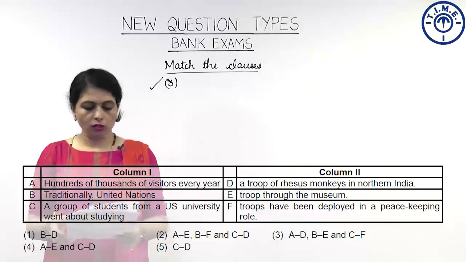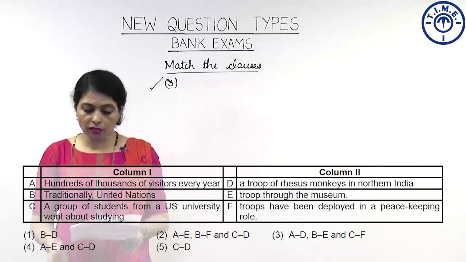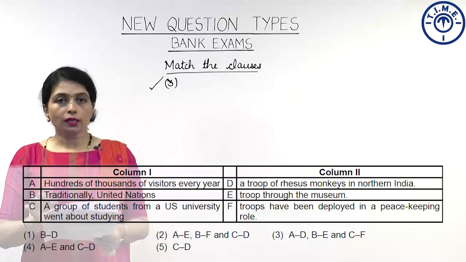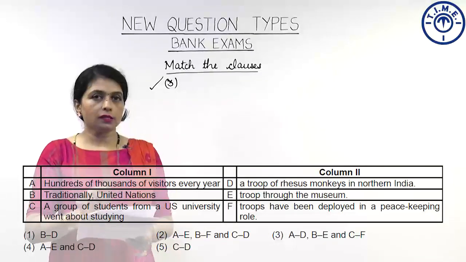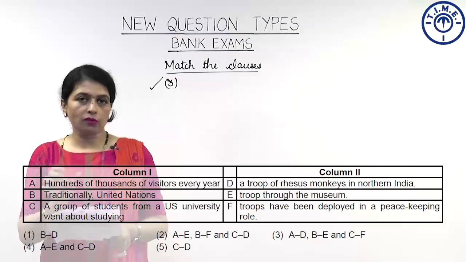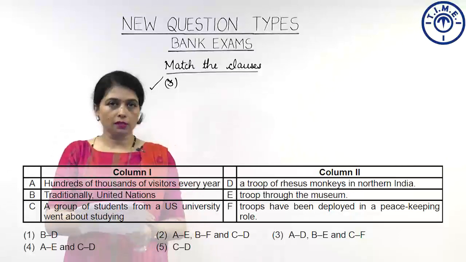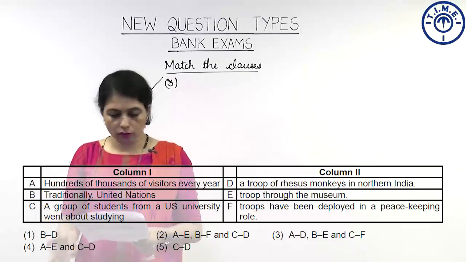meaningful combination. Well, hundreds of thousands of visitors every year, troops have been deployed in a peacekeeping role is not correct because the word troops here is not a verb, it is a noun, and therefore we cannot work with this part of the sentence because we need a verb here which is not present in this sentence. So, we keep A and E together to form a meaningful sentence.